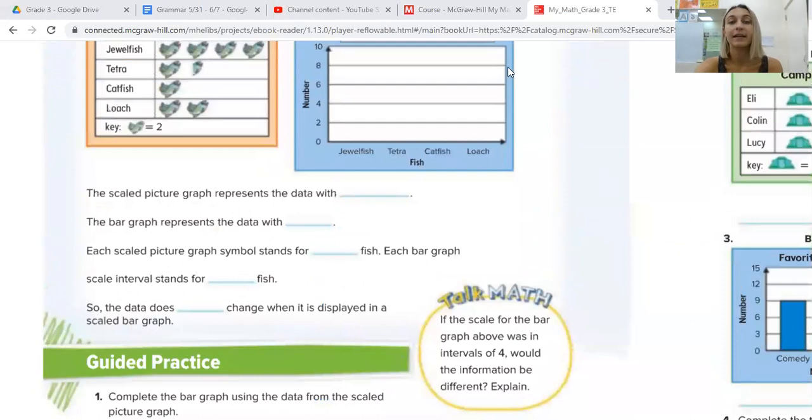So the data does or does not change when it's displayed in a scaled bar graph? It does not change. It's the same exact data. It's showing us the same exact thing, just in a different type of graph. All right. Let's keep on moving.